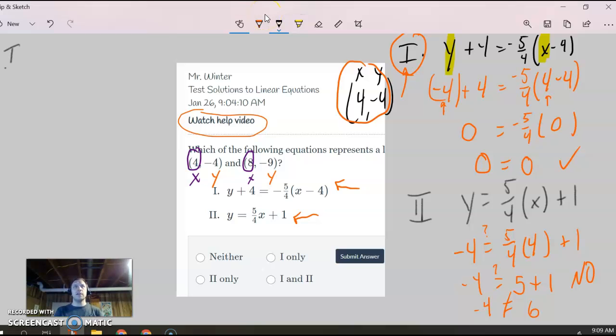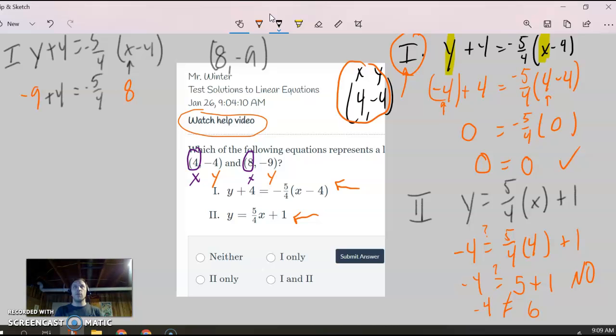And so problem 1, y + 4 = -5/4 (x - 4). We're going to plug in our next value, (8, -9). Let's see. So this is my x value. It's going to go in right here. So the 8's going to go in right there. -9 is our y value. It's going to go in right there. All right. So you can see we have -9 + 4 equals -5/4 times (8 - 4).